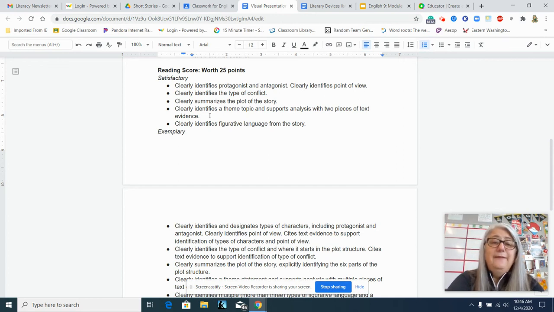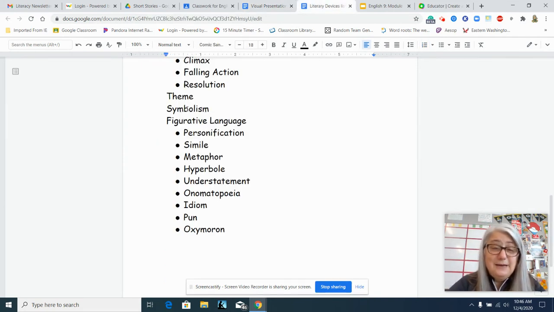Okay. And then finally, you clearly identify figurative language from the story. There's lots of types of figurative language. So pick one, I would expect you to at least find 2 or 3 different types. You might show me 10 similes. That's awesome. That shows me you know similes. I want to see a range of figurative language. So you could find an example of personification, a simile, maybe an onomatopoeia.